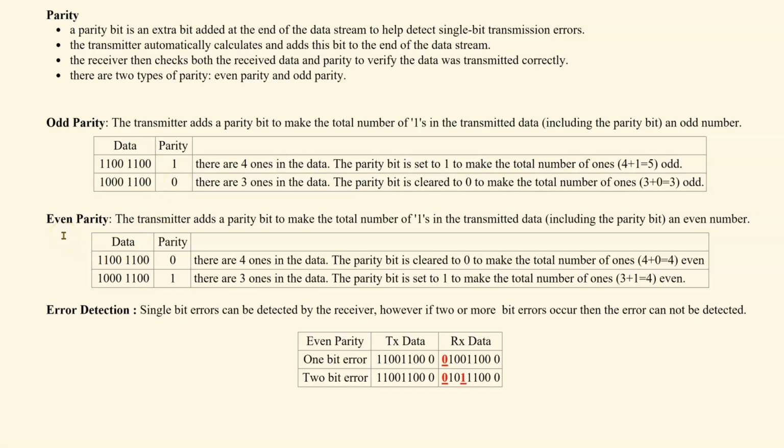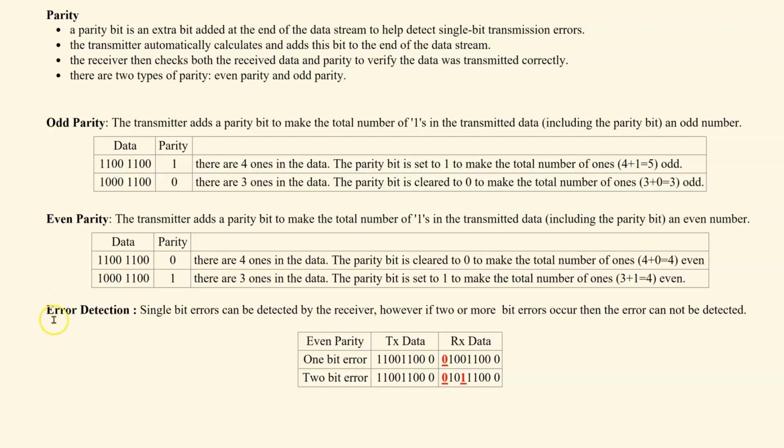With even parity, the transmitter will add a parity bit once again to make the total number of ones in the data and parity bit an even number. So for instance, we're doing even parity. The data has an even number of ones, so therefore the parity bit will be 0. If we had an odd number of ones, then the parity bit will be 1.